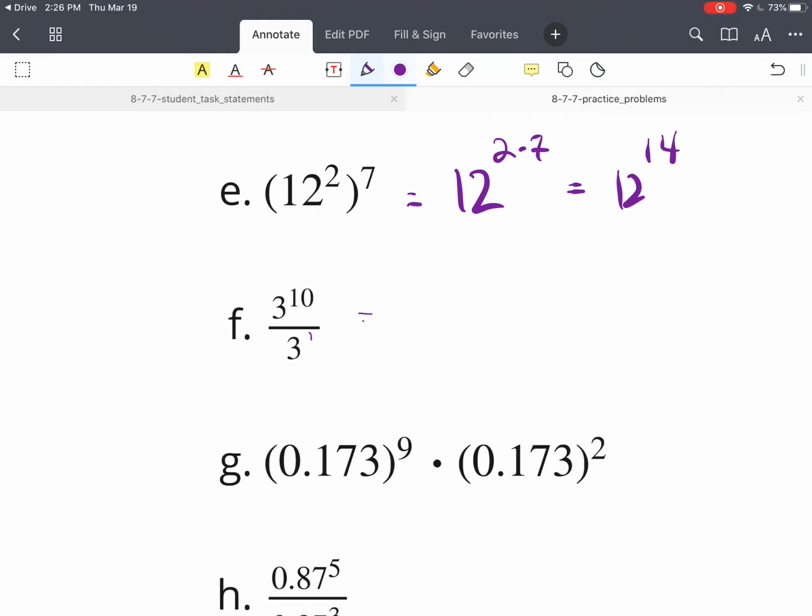Ooh. There's a 1 right here. So that's going to be 3 to the 10 minus 1 equals 3 to the 9th.